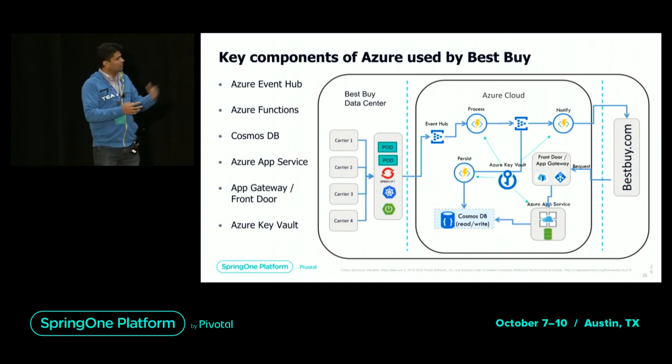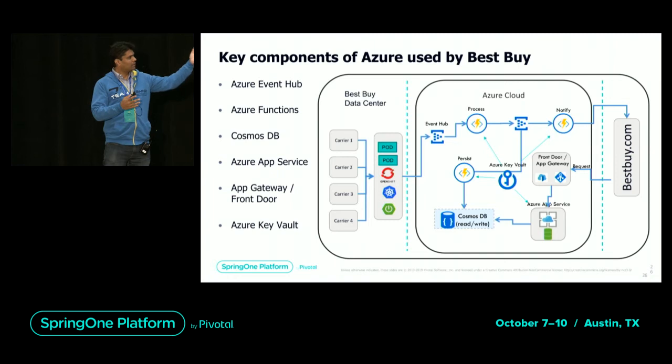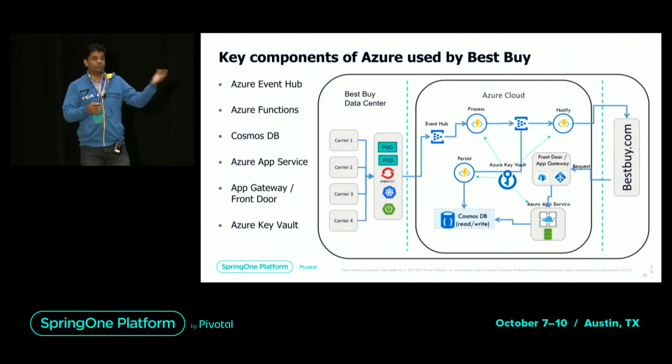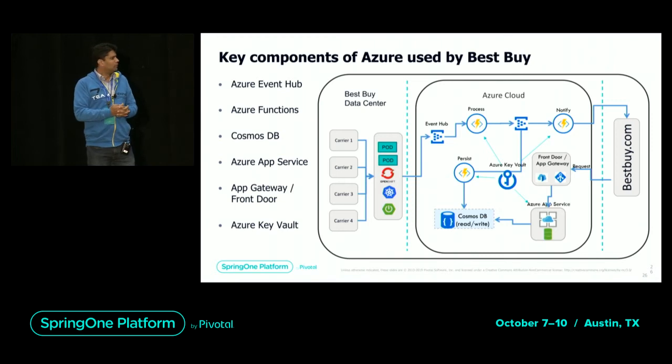Somebody comes from the internet, bestbuy.com. They use the Front Door and App Gateway to do that. So that is all there. And we use App Service. So with App Service, we connected the database with Spring Data. Okay, do you guys have any questions for me?